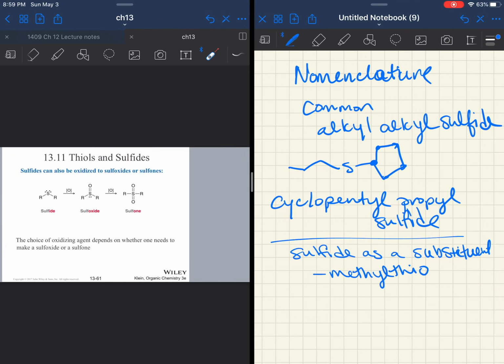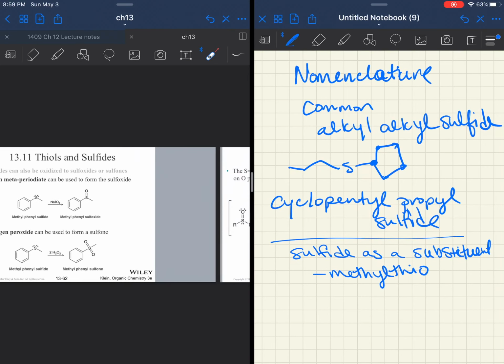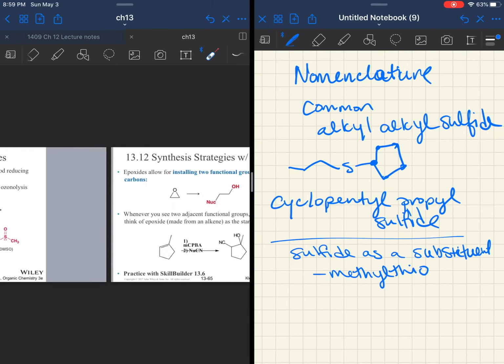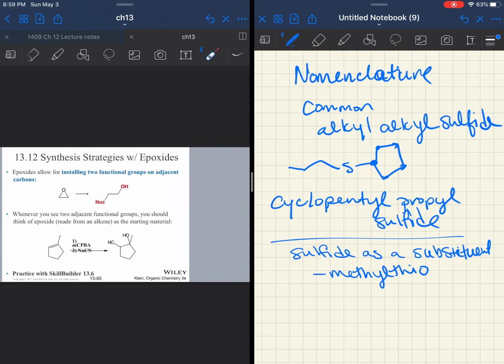You are not going to need to know any of the reactions of the thiols and the sulfides, so you can skip the rest of 11. Chapter 12, I would absolutely recommend that you read. You're going to be doing synthesis problems. Your extra credit involves it. Your final will have synthesis problems that involve epoxides. And so reading Klein's strategies is always a great idea.